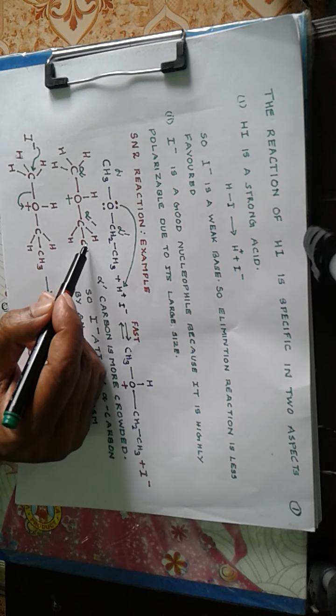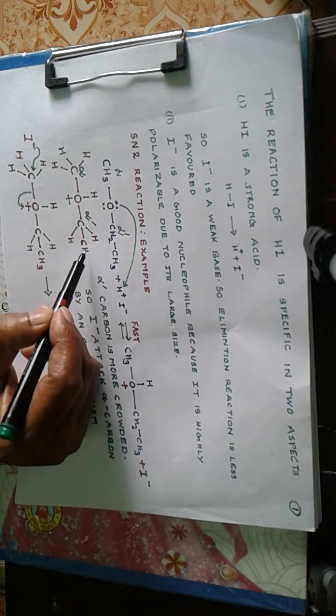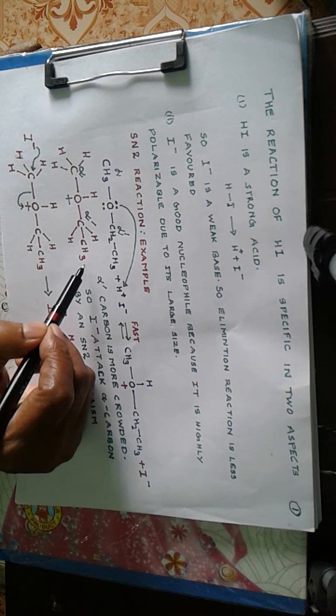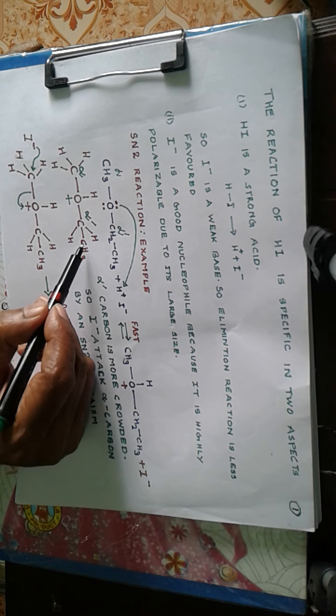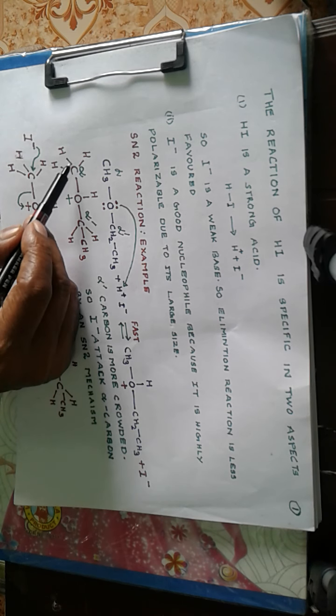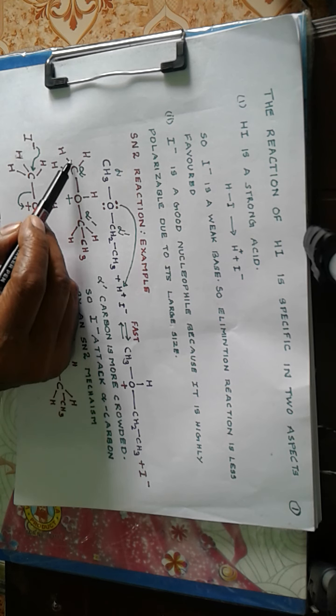Now the less sterically hindered position is the alpha position which has a lower number of bulky groups. Here this methyl is a bulky group, so approach of I negative from this side is sterically prevented. There is steric repulsion between the approaching I negative and this methyl group, whereas here we have only small groups, that is hydrogen atoms. So I minus can easily attack from this side than this side. So the alpha carbon is being attacked by the iodide ion.